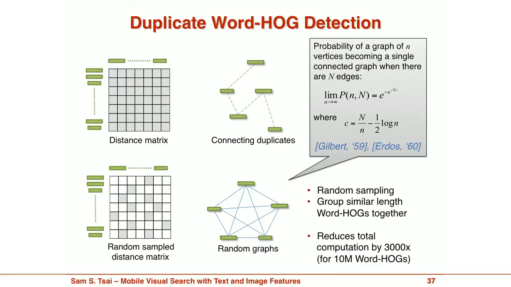Using the random sampling approach and by grouping similar length WordHOGs together, we can reduce the total computation amount by 3,000 times for a database size of 10 million WordHOGs. To test this approach, we use 2 different datasets.